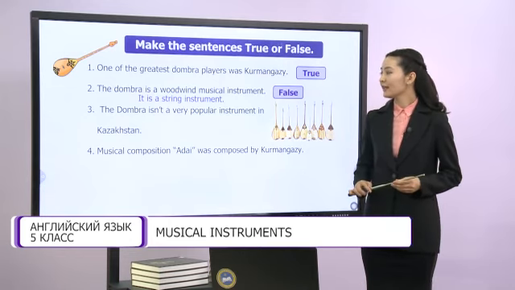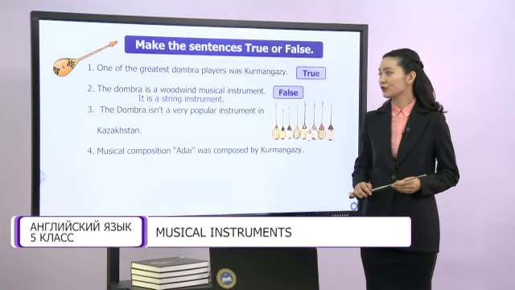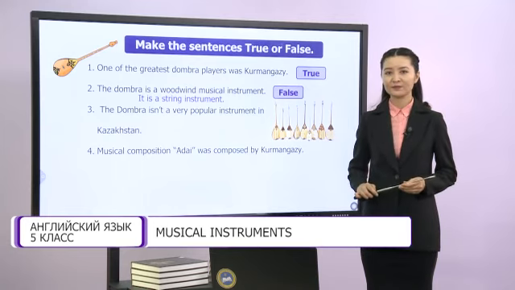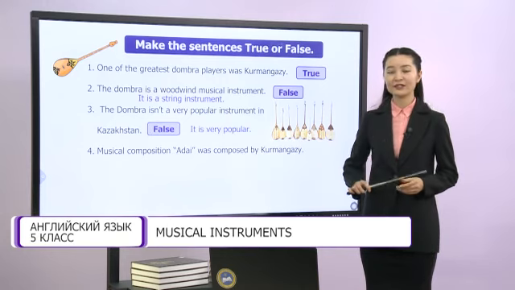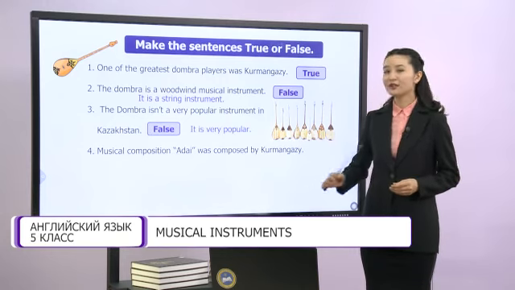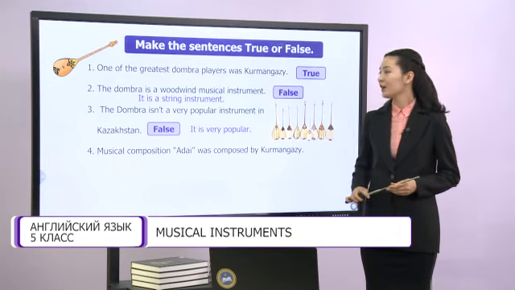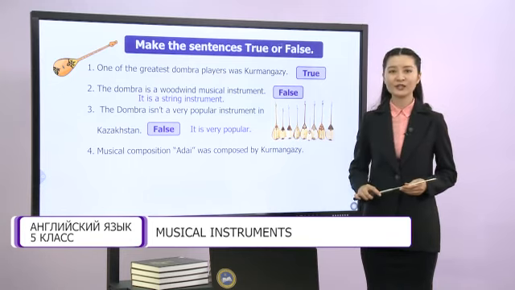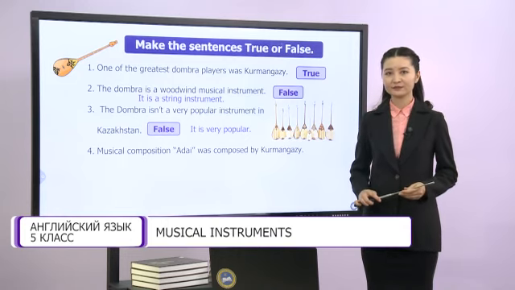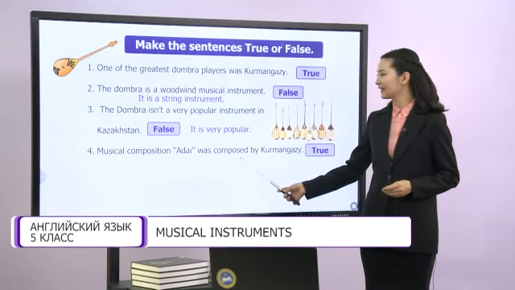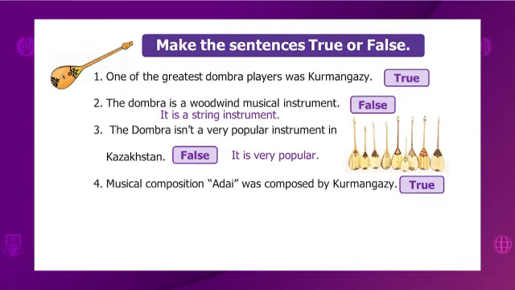The Dombra isn't a very popular instrument in Kazakhstan. Very good. The answer is false. It is very popular. Musical composition Adai was composed by Kurmanghazi. Is this sentence true or false? Good. The answer is true. Well done.